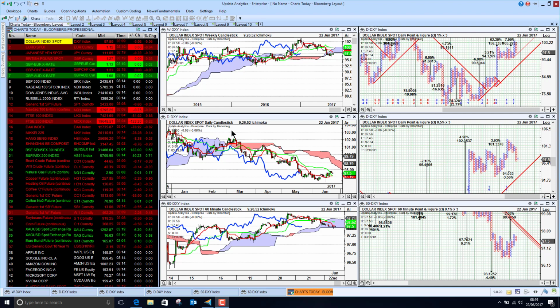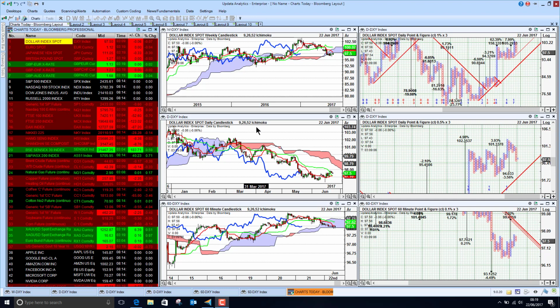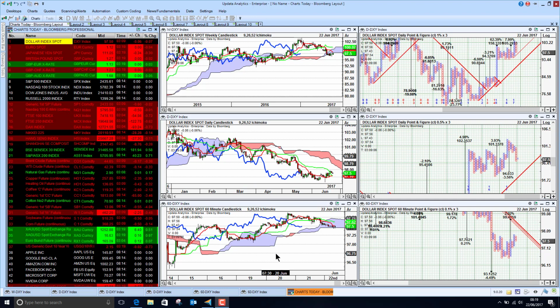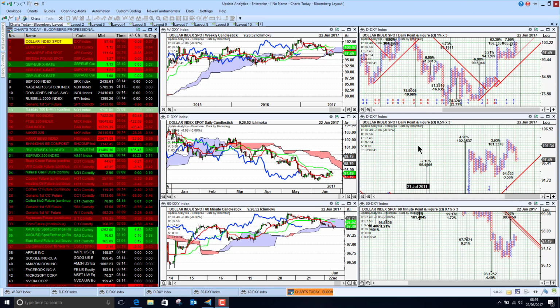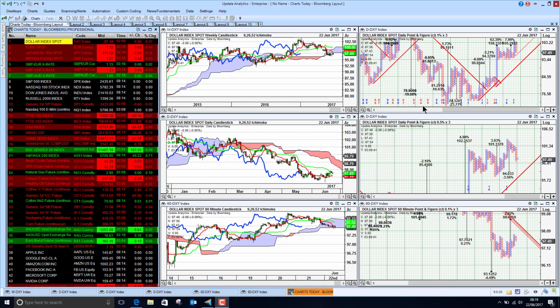And just a reminder that my top chart here is my weekly Ichimoku, my middle chart is my daily Ichimoku, and my short-term chart is my 60 minutes. So this is my long-term, medium-term and short-term view. And then on the point and figure, there's a 1% log scale, 0.5% log scale, and a 0.1% log scale on the 60 minutes. So again, this is long-term, medium and short-term.